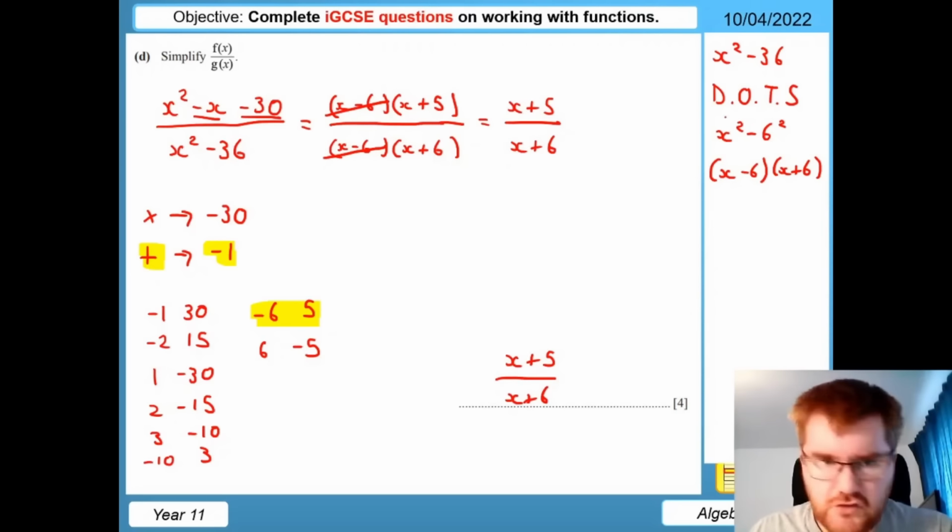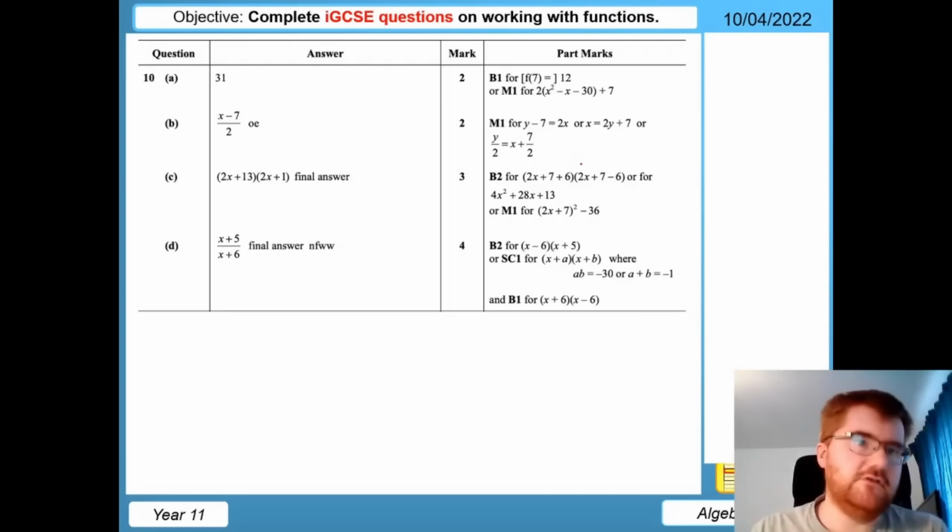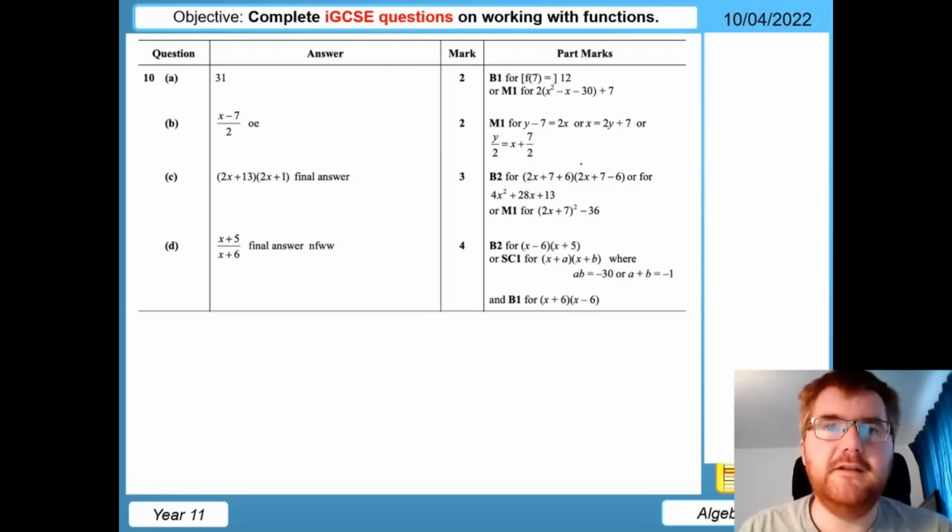Right, so you can check the solutions that I've gone through here. A little bit sneaky at the end. They did it a slightly different way with the factorisation process, with splitting the term, but again, as long as you have a method for it, that's absolutely fine.